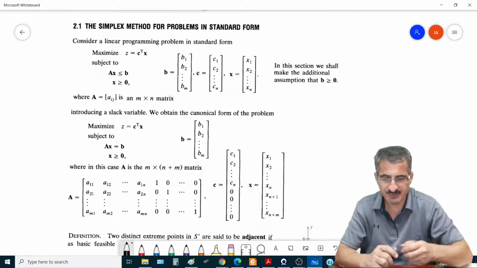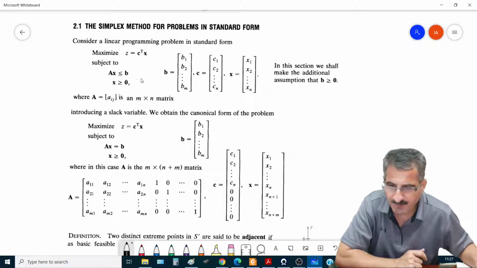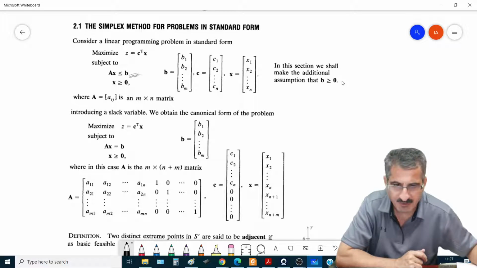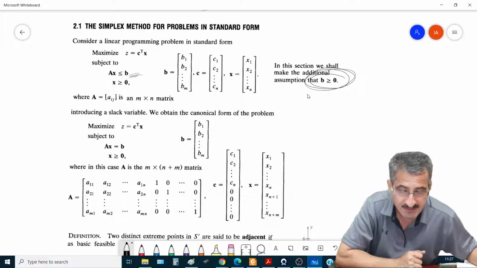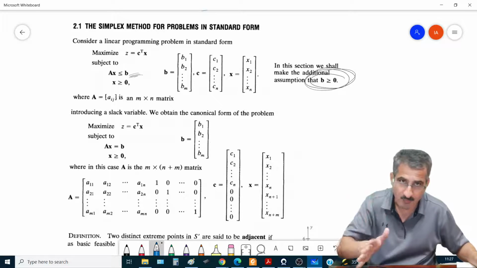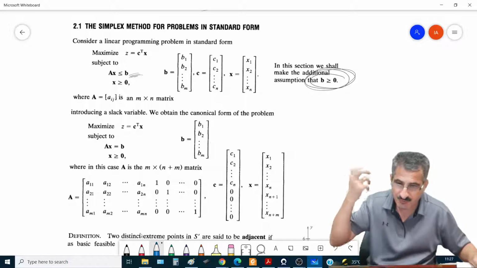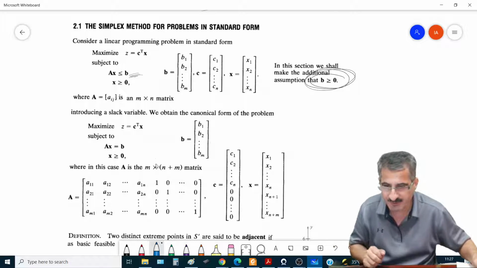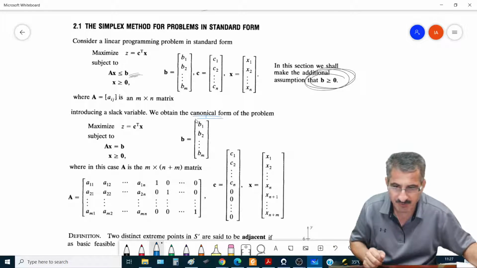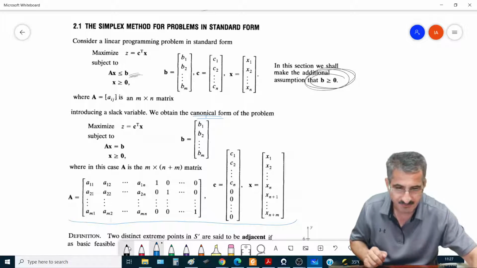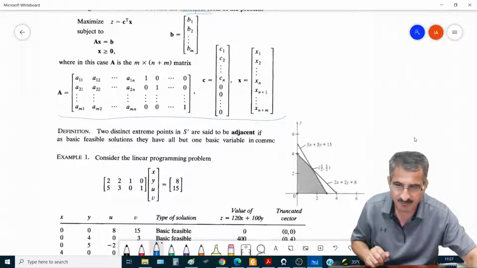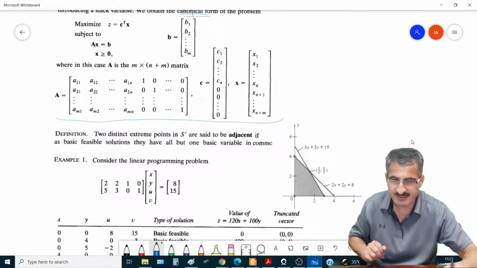Okay, good. So start with the standard form. Here we go, the standard form. And we are assuming b is greater than 0 for a while, and then we will take the cases where entries of b can be negative. So make the canonical form, then you know that we obtain this matrix. Correct? Okay, good.